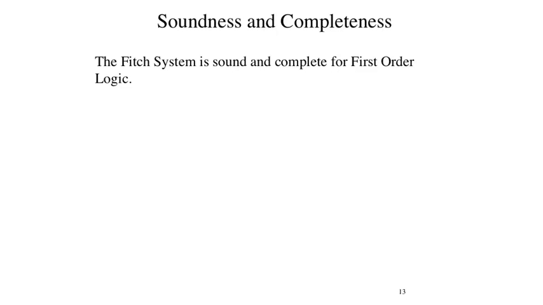The nice feature of first-order logic is that the Fitch system is sound and complete for first-order logic. Logical entailment and provability are identical. An arbitrary set of sentences delta logically entails an arbitrary sentence phi if and only if phi is provable from delta using the Fitch system.